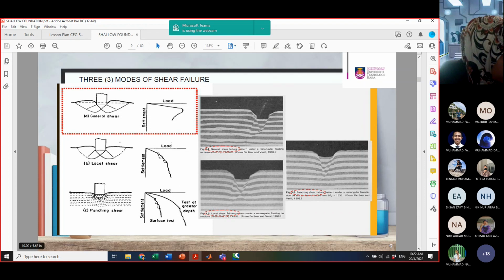And the failure mode for this one totally depends on the soil type. For example, whether you have dense sand or loose sand, or clay, you may have normally consolidated clay or over-consolidated clay. So all these general shear, local shear and punching shear modes were tested experimentally and proven, showing the pattern of the failure.